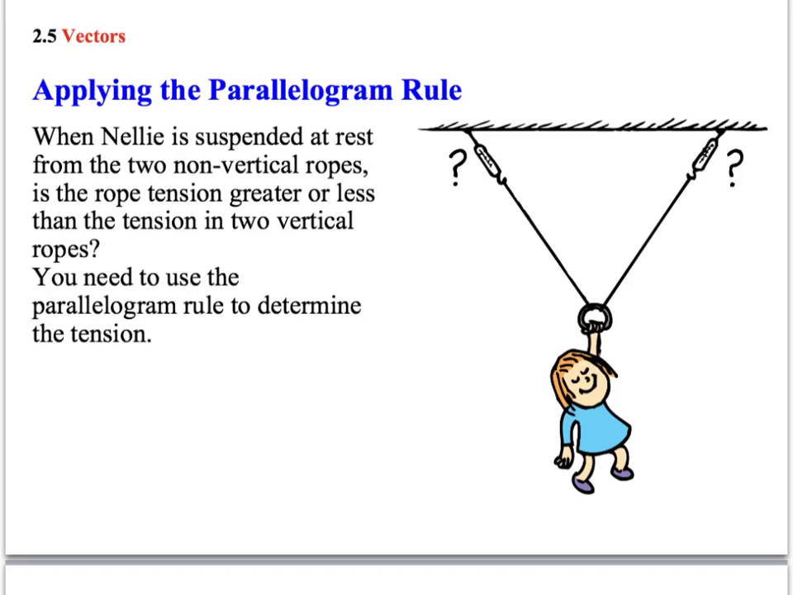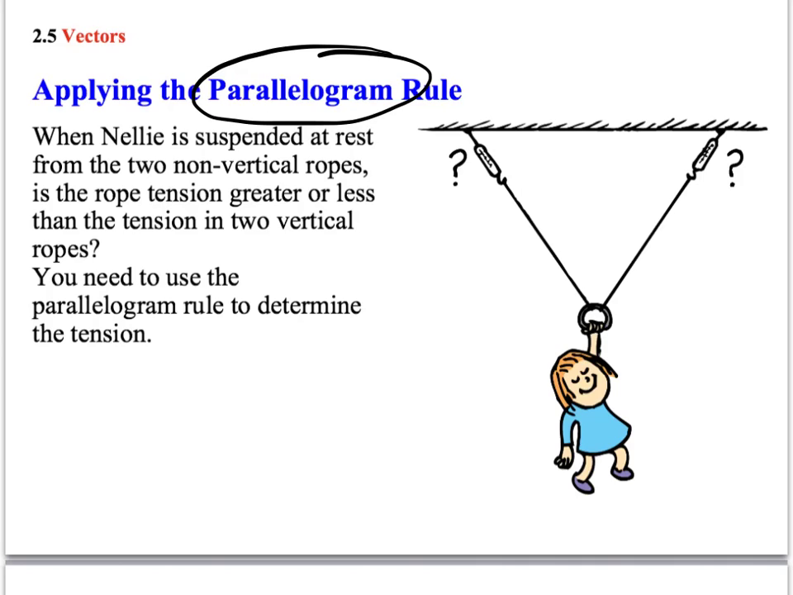Alright, so I know what you're asking now. What if you had something like Newton Nelly connected to two strings at some unknown angle connected to two scales that weren't directly overhead? How could we figure out something about the tension in the strings? Well, I'm glad that you're thinking that because I'm going to answer that here using what's called the parallelogram rule. And here's how it works.